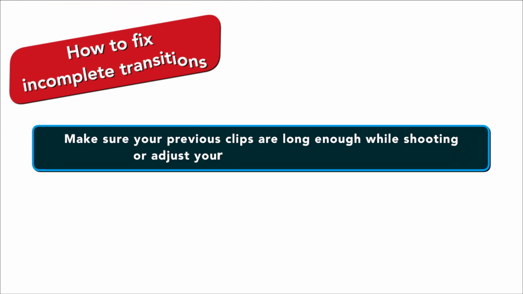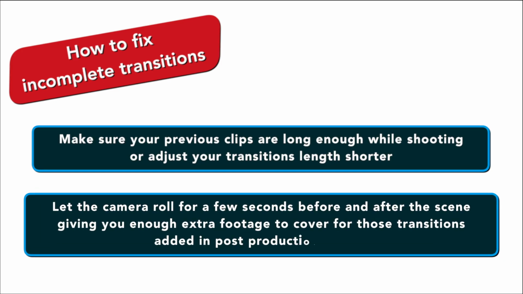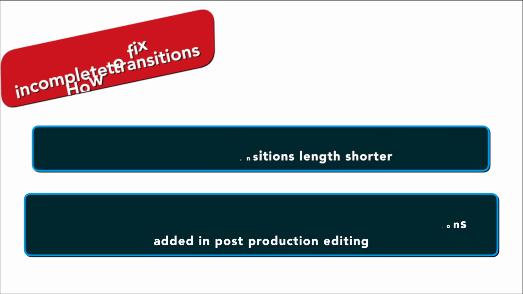So how do you fix that? Well, when shooting a scene for your videos or films, always shoot long, meaning let the camera roll a few seconds before and after the scene, giving you enough extra footage to cover for those transitions added in post-production editing.